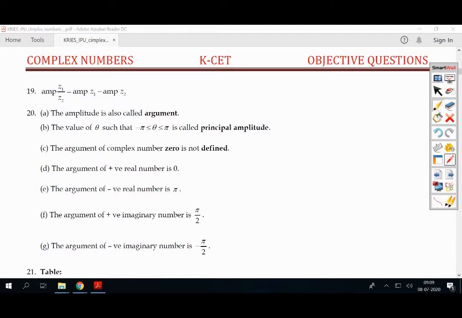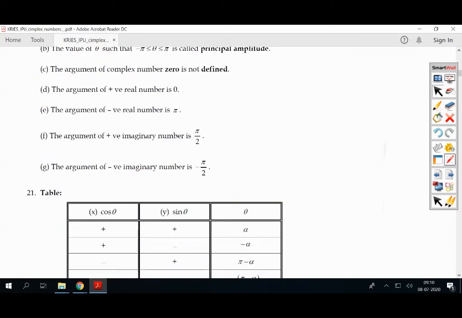The amplitude is also called the argument, right? The value of theta which is between minus pi and plus pi is always called the principal amplitude. The argument of the complex number 0 is not defined. The argument of a positive real number is always 0. All those things you can look into the problems. I will straight away go to how to identify the amplitude.